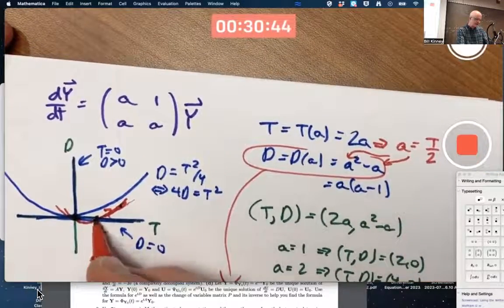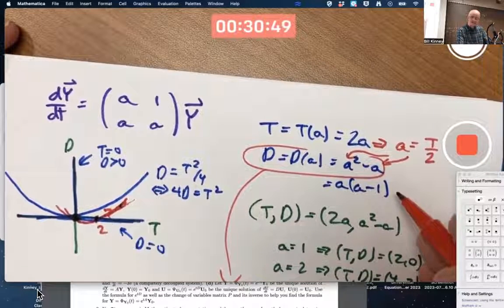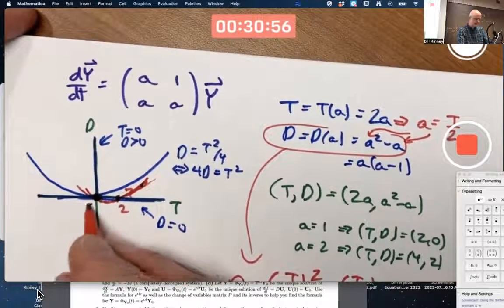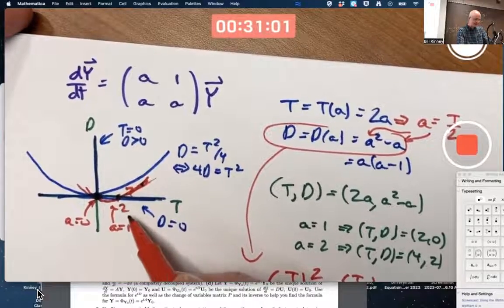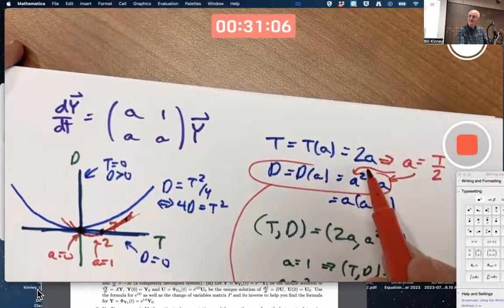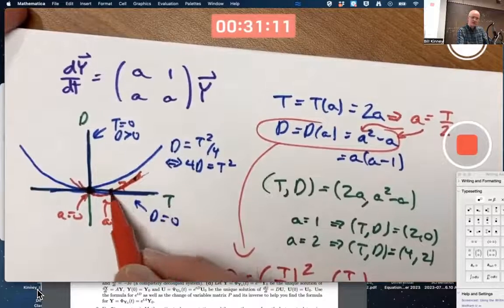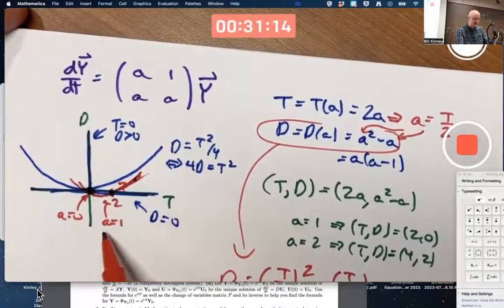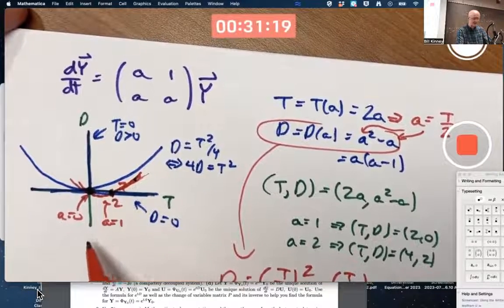When does it cross the t-axis? That's when some bifurcation occurs. That's when d is 0, which is a equals 0 or a equals 1. You're at the origin when a is 0. You're at this point when a is 1. Does that conflict with the fact that t is 2? No, because t equals 2a along this curve. So the 2 corresponds to the t coordinate of that point, the trace. A equals 1 is when the parametric curve is at that point. That is a bifurcation value.